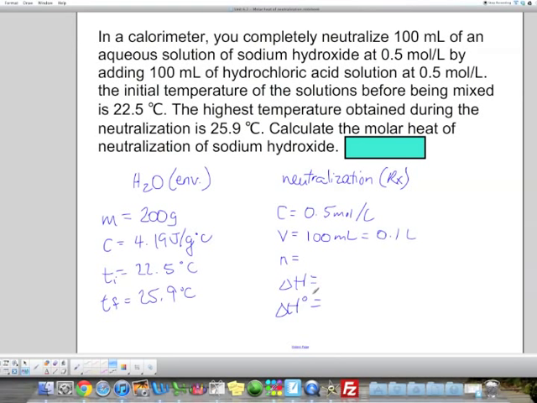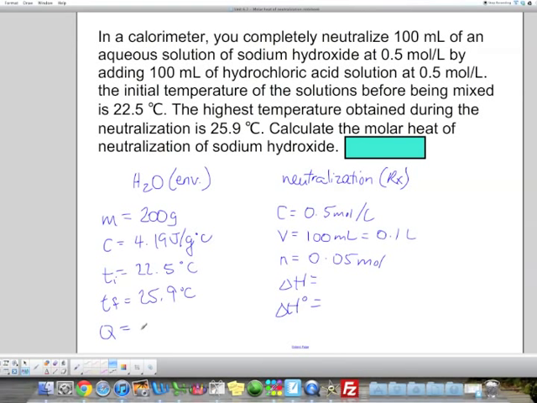All right, so what can I do first? I can calculate my n. So C is equal to n over V, or n is equal to C times V, which gives me 0.05 mole. Now I'm stuck because I don't have either of these amounts, but what I can do is here solve for Q.